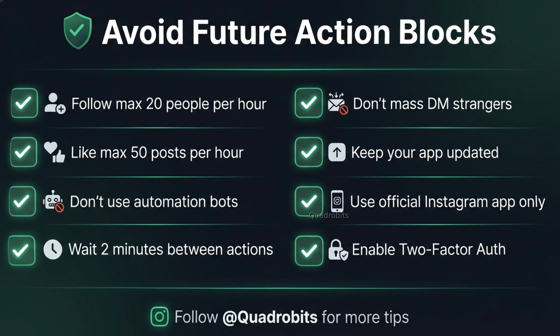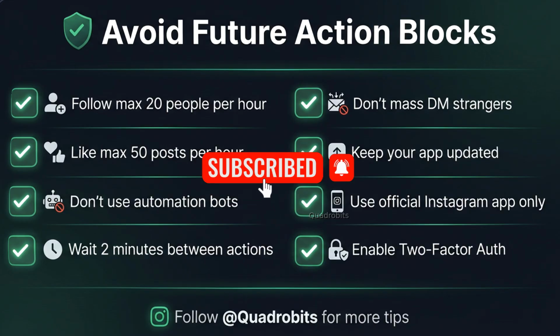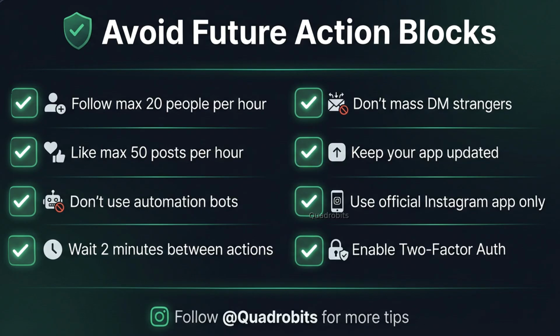Follow these 8 rules. Follow maximum 20 people per hour, like maximum 50 posts per hour. Don't use automation bots, ever. Wait at least 2 minutes between actions. Don't mass DM strangers. Keep your app updated to the latest version. Use the official Instagram app only, no modded versions. And keep 2-factor authentication enabled.